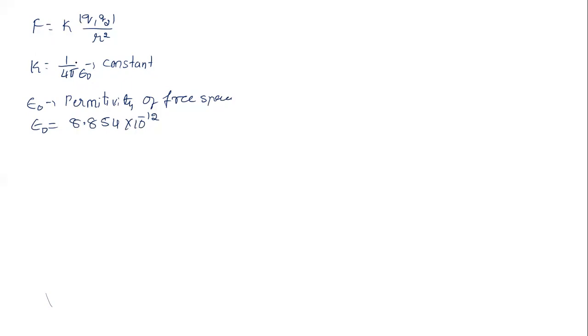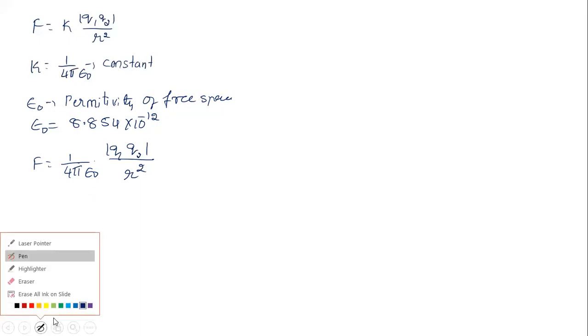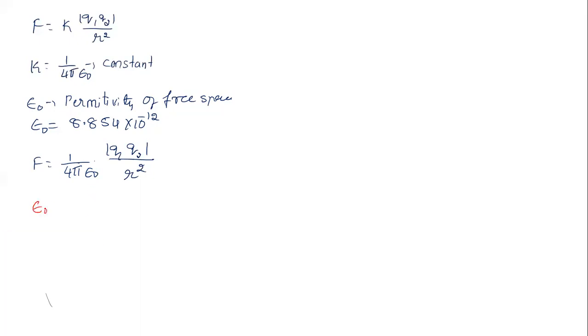We know the K value. Can we insert it here? It will become F equal to 1 by 4 pi epsilon naught into Q1, Q2, both taken as magnitude, divided by R square. Now we want epsilon naught, right? So I'm going to take epsilon naught to the left hand side. This will become 1 by 4 pi F into Q1, Q2 divided by R square. Let us start inserting the unit of all the terms on the right hand side. 1 by 4 pi is a constant, that is no unit at all.